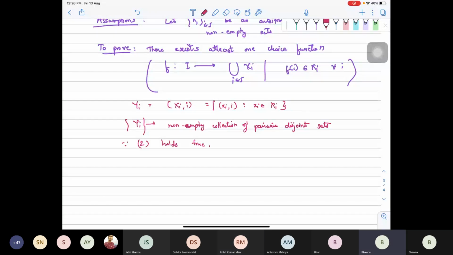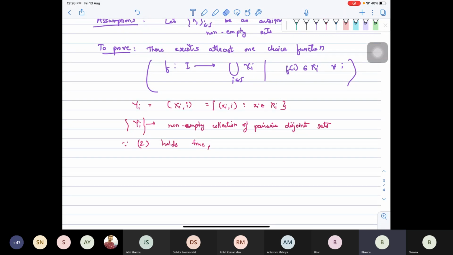Ma'am, why is Yi the collection of ordered pairs? Yes, it is an ordered pair, but I had to make this ordered pair because I wanted a pairwise disjoint family. To apply 2, I need pairwise disjoint families. So now that I have a non-empty collection of pairwise disjoint sets, I can apply 2.